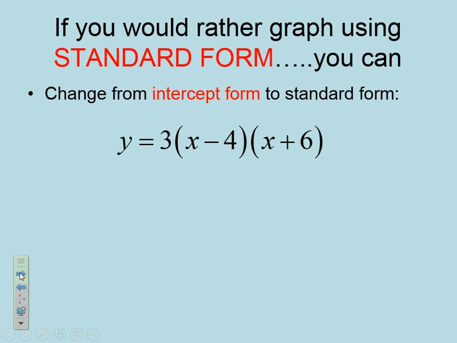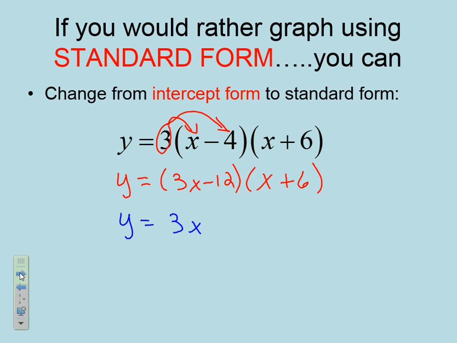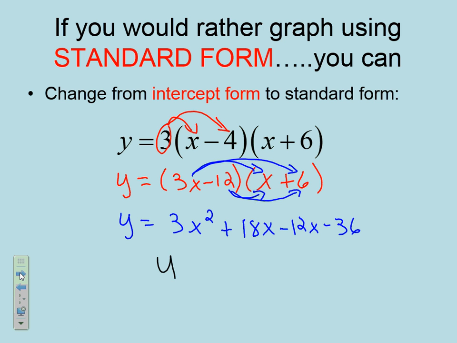Once again, if we do not like intercept form, we can change it to standard form. So we're going to start here. I'm going to distribute my 3 to my first part. So y equals 3x minus 12 times the quantity x plus 6. Now I'm going to do some more distributing here, and I'm going to get y equals 3x squared plus 18x minus 12x minus 36. Combine like terms.